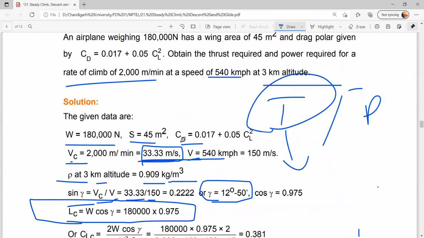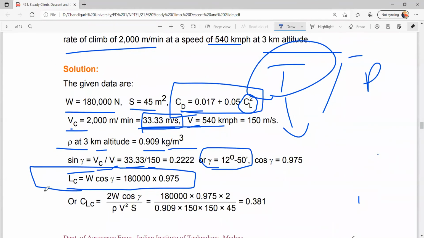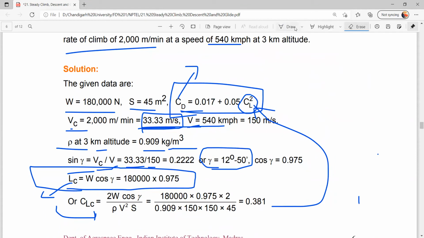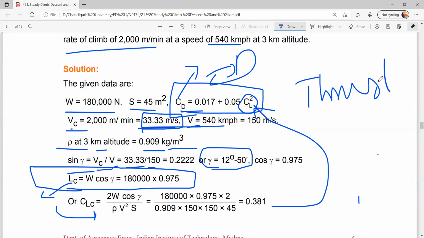So to calculate the drag value, it is given with the drag polar equation. Obviously, we need to find CL, coefficient of lift. So once the lift force is calculated, we can calculate coefficient of lift and substitute this coefficient of lift in the drag polar equation. You can calculate coefficient of drag. So from the coefficient of drag, obviously you can calculate drag force, right? Drag force. So substitute all these known parameters, we can easily derive the thrust value from the given equation.